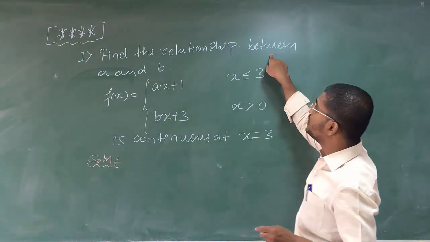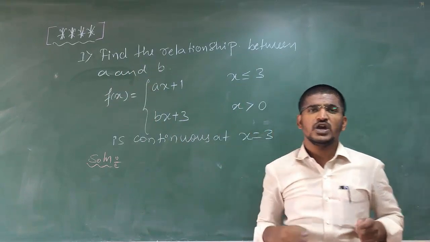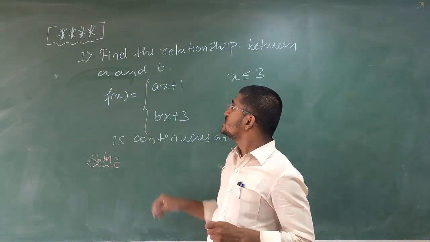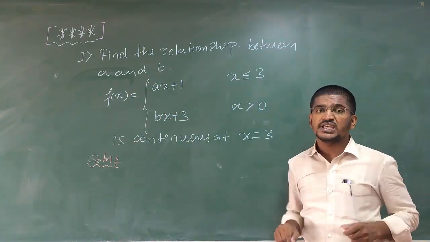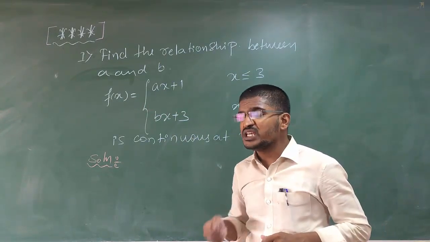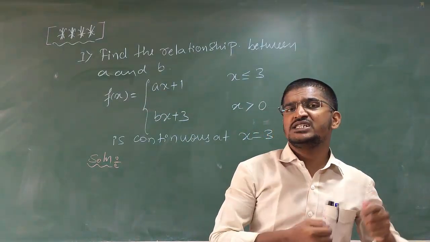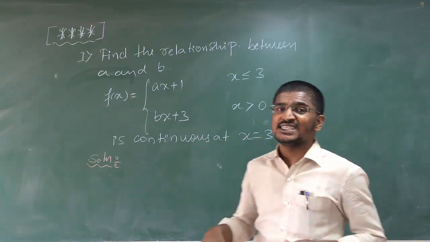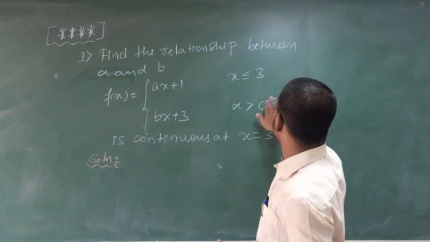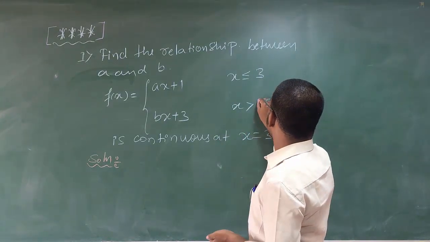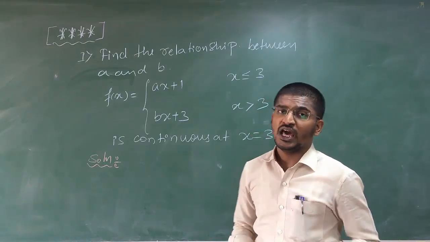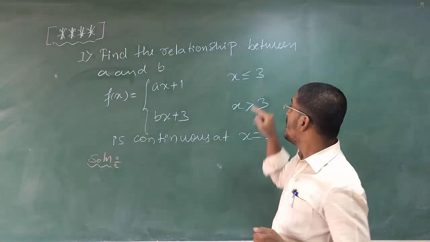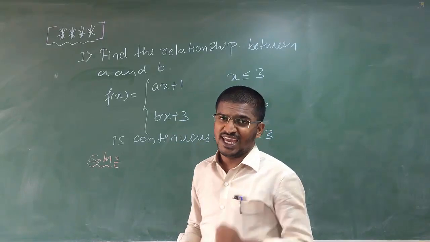Find the relationship between A and B. That means we have to find the relationship between A and B, the given function. What is the given function? ax plus 1 whenever x is lesser than or equal to 0. Please remember, lesser than means left hand side, equal to means f of a. Next, bx plus 3, that is x greater than 3. Clear? So this is our LHL, this is our RHL, and again this term is our f of a term.